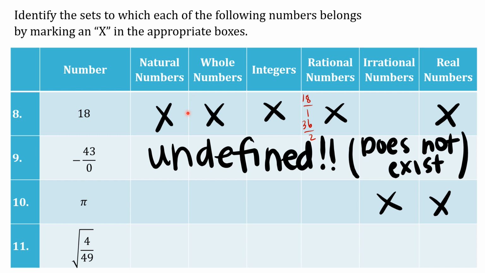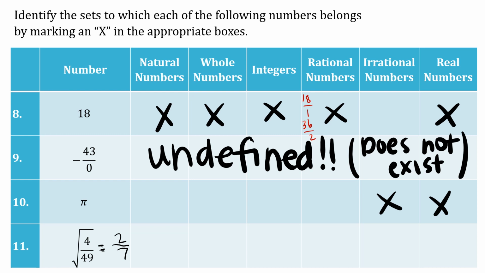All right, number 11, another kind of tricky one. We've got the square root of 4 over 49. Well, 4 and 49 are perfect squares, so how could we simplify this? What would this reduce to? What's the square root of 4? 2. What's the square root of 49? 7. Yeah, so this ended up reducing to just a normal fraction.